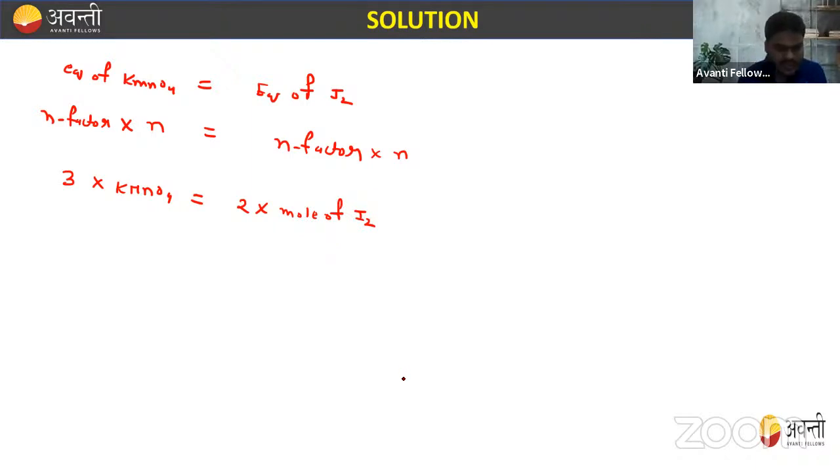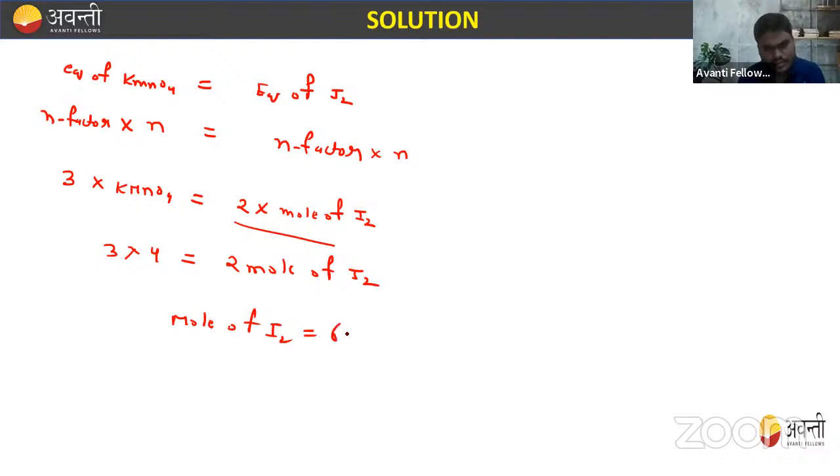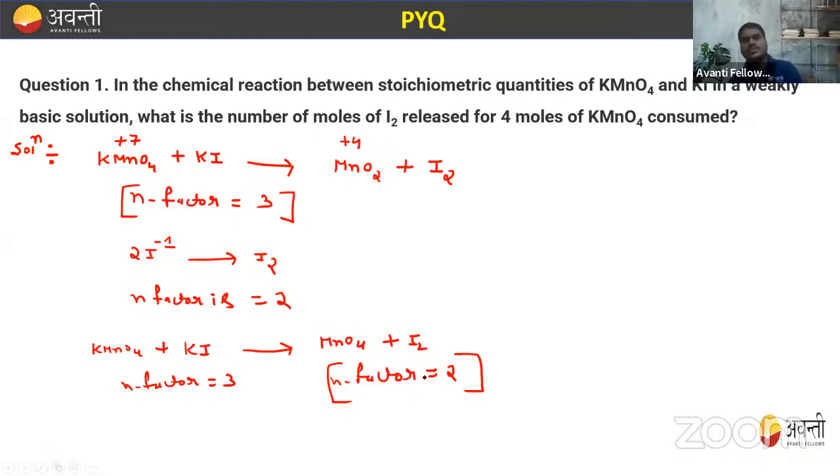So if 3 moles is required this much, then how much is required for 4 moles? If 3 moles of KMnO4 require 2 moles of I2, then to calculate for 4, 3 into 4 is equal to 2 moles of I2. Okay, so the moles of I2 come out to be 6. So this is what they are asking in the question, that is, you need to calculate the moles of I2. The rest of the things are given in the question itself.